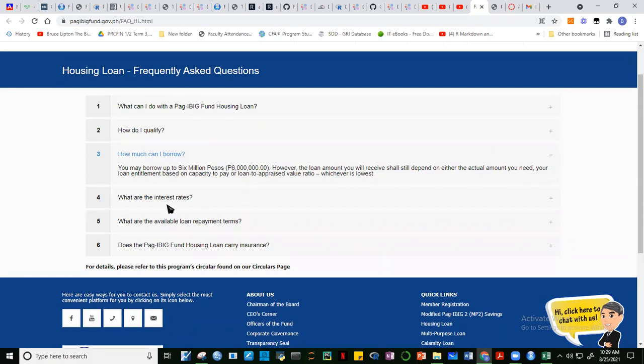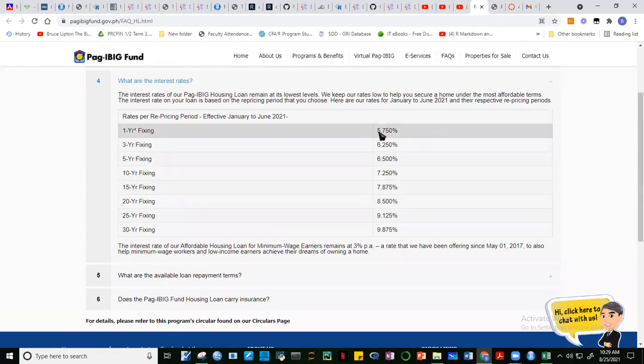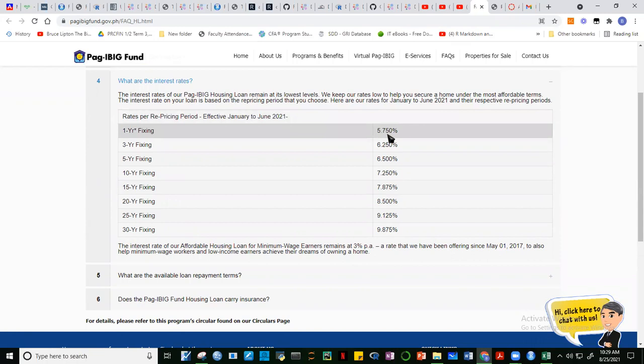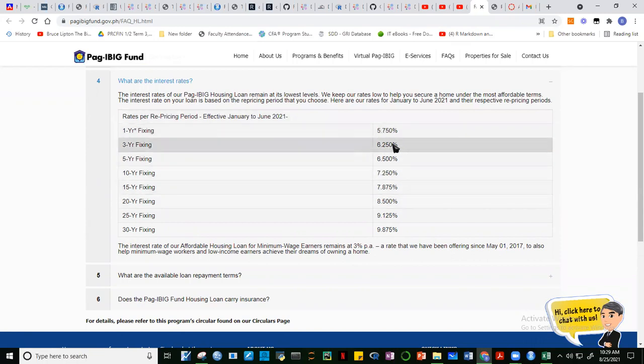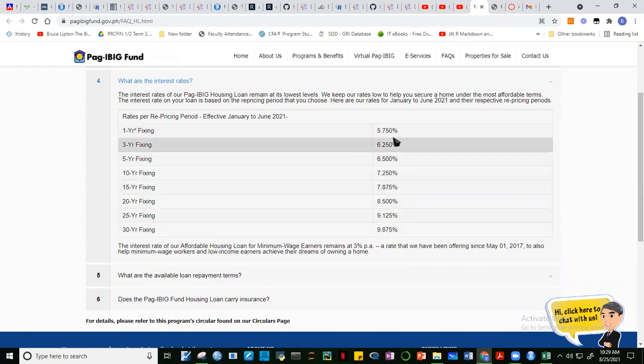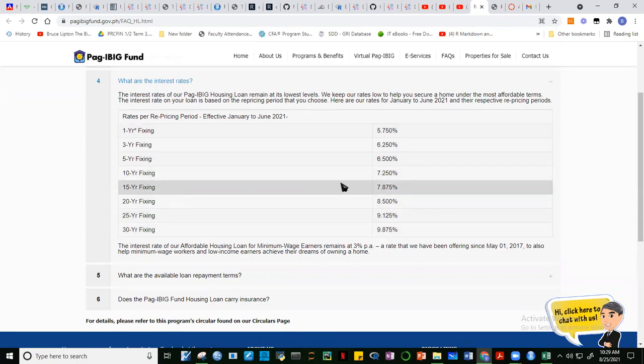Okay, so and then what are the interest rates? So let's use this interest rate na to. So ngayon, ang current interest rate effective January to June 2021, hindi pa yata na-update to. Let's assume that this is the updated one. So depende, guys, sa number of years yung pag-utang. So you notice na habang mas matagal yung period, mas malaki yung interest rate. Okay, clear ba yan, guys, dito? So let's use a 15-year loan, 7.875 yung interest rate, ha? Okay, tapos tingnan natin dito.